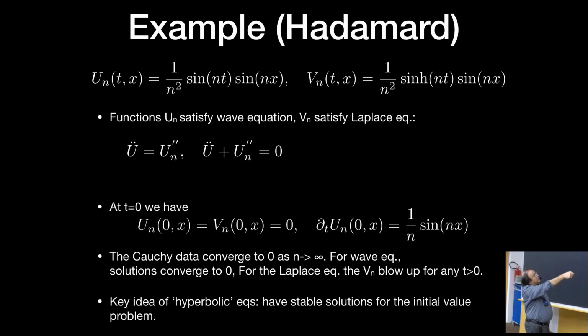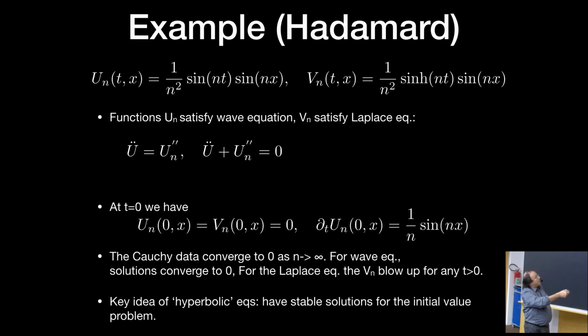So at t equals 0, we can set the initial data in this way. And then we find that the Cauchy data converge to 0 as we take this number n to infinity. For the wave equation, the initial data converge to 0, and then the whole solution converges to 0. But for the Laplace equation, the solution actually blows up for any t which is larger than 0. Okay? So they show completely different behavior. They express very, very different physics.